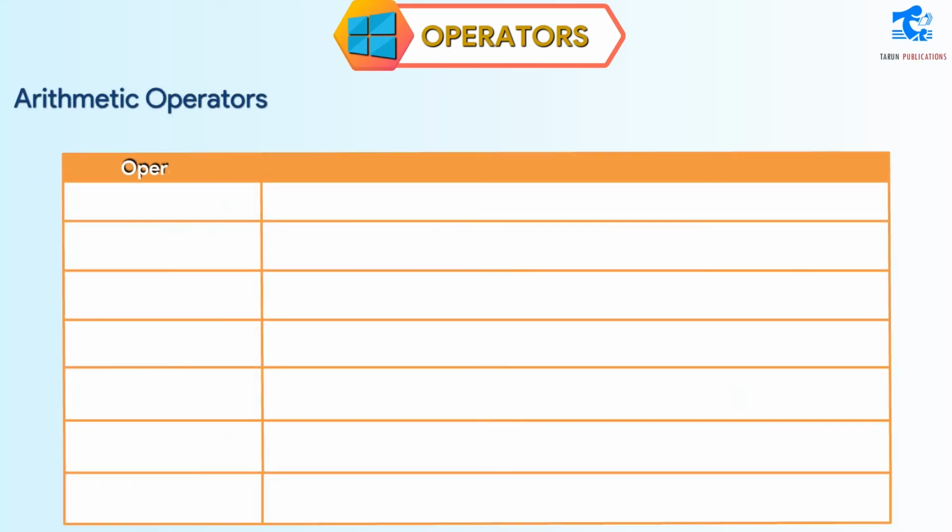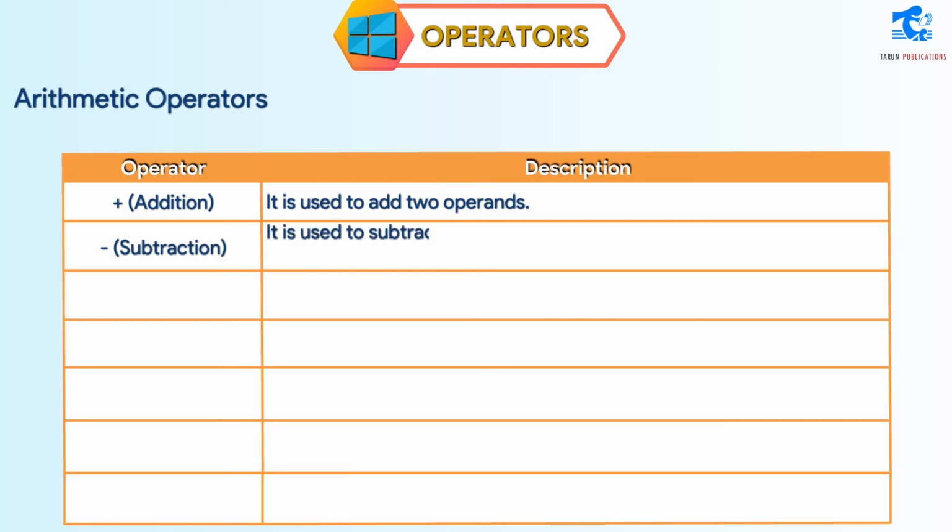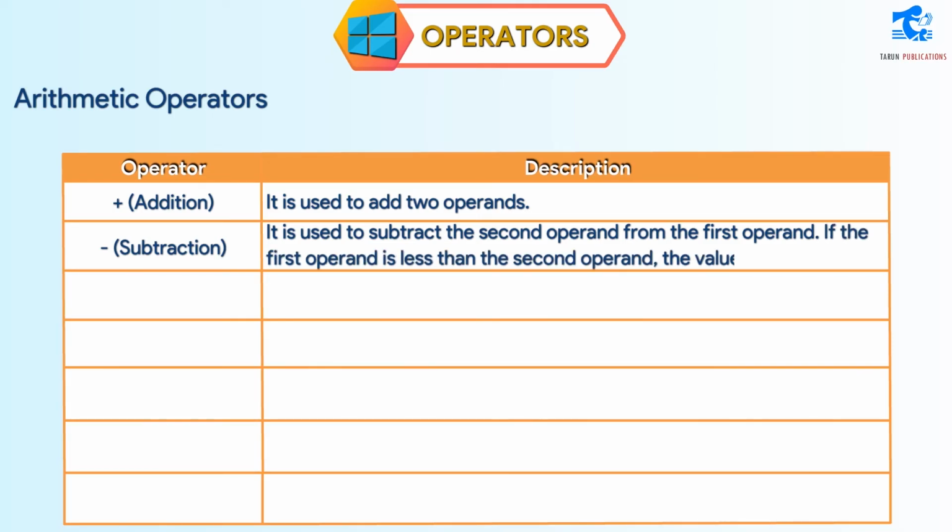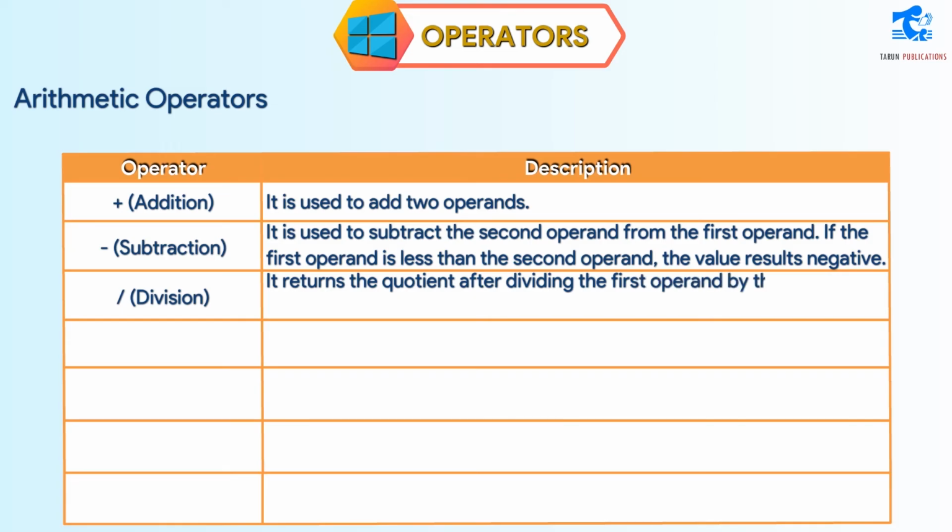Arithmetic operators. Operator, description. Plus, addition: it is used to add two operands. Minus, subtraction: it is used to subtract the second operand from the first operand. If the first operand is less than the second operand, the value results negative. Slash, division: it returns the quotient after dividing the first operand by the second operand. For example, if a = 20 and b = 10, then a/b = 2.0.